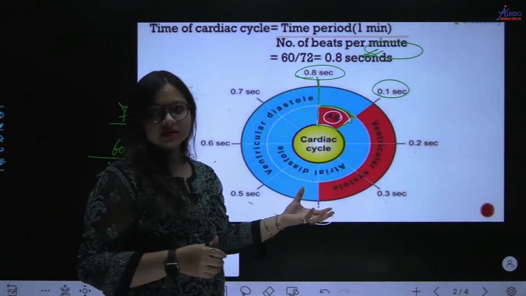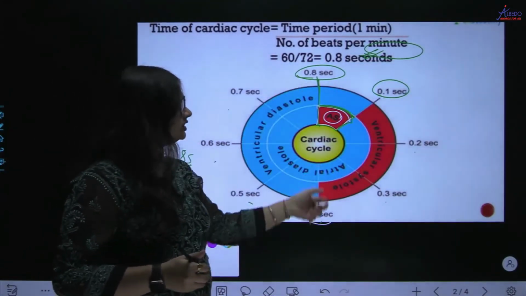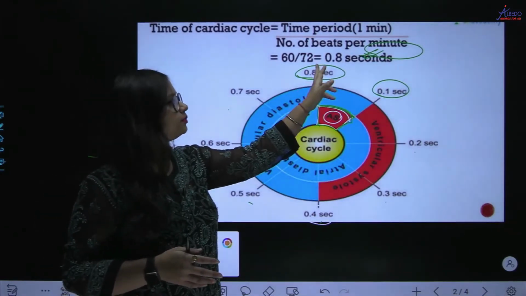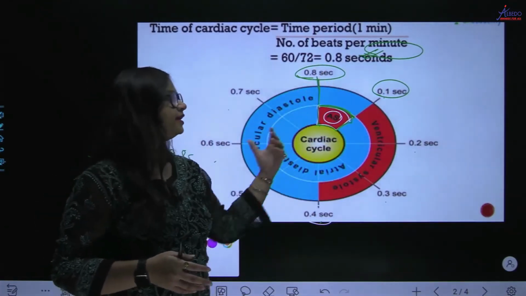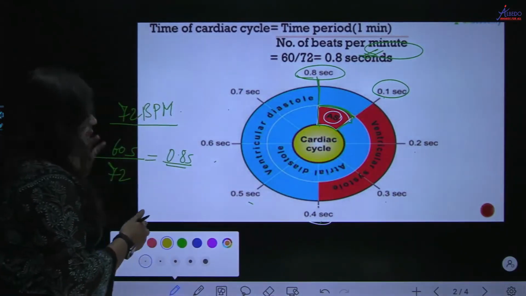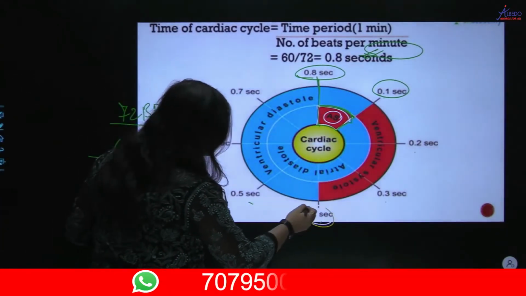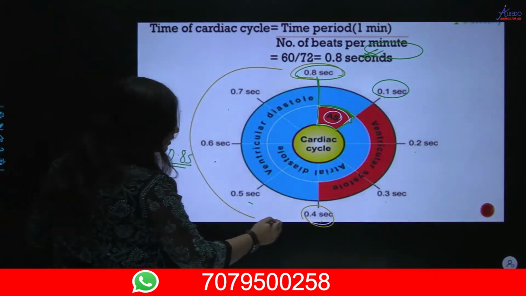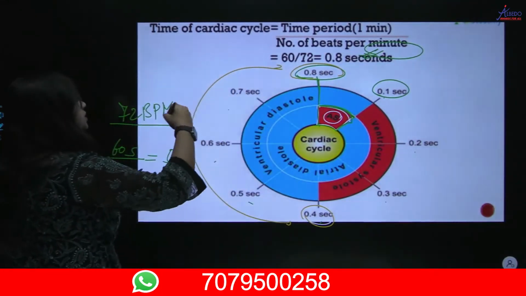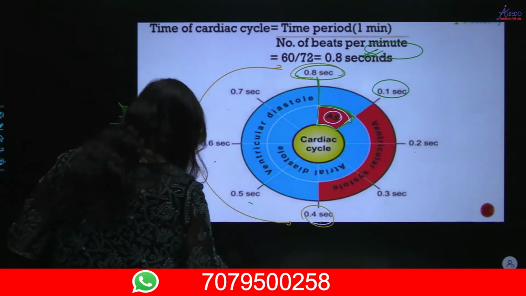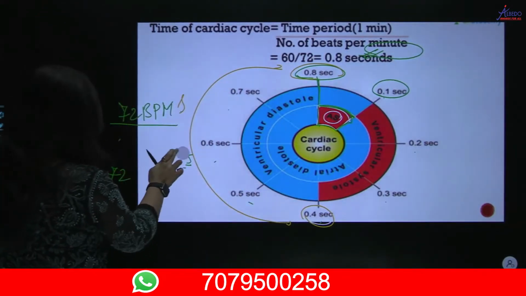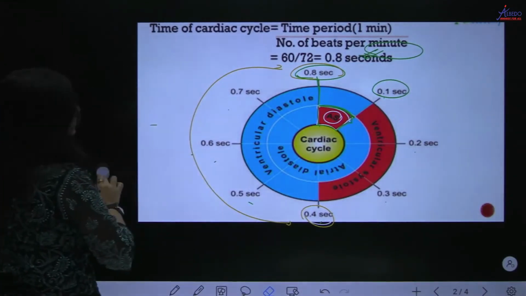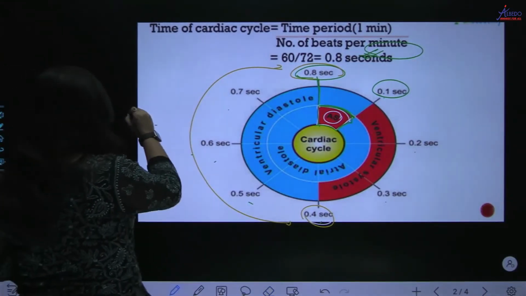Draw 3 circles and divide that circle into 8 equal parts and start by writing 0.8 second here, you will divide it into 8 parts, right? Now from here 0.4 second to 0.8 second, this phase, please mark it here, this phase is what is called as joint diastole.